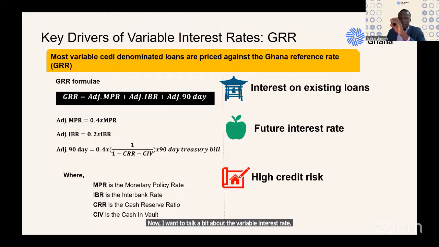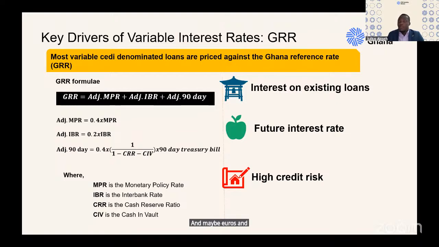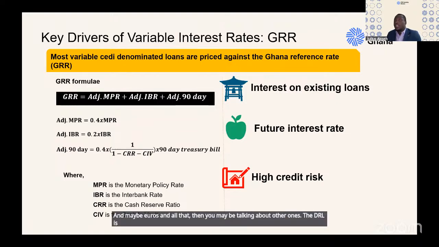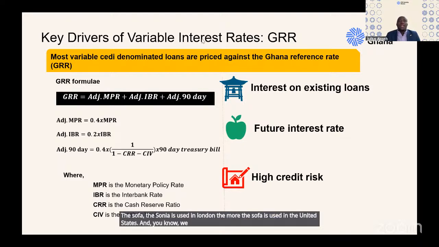Now, I want to talk a bit about the variable interest rate. The commonest so far is the GRL in Ghana. When we talk about the global market, especially USD debts or loans that are granted, and maybe euros, then we're talking about other ones. The GRL is for cedi instruments, right? For the USD and the euros, there are several benchmarks like SONIA and SOFR. SONIA is used in London. The SOFR is used in the United States.